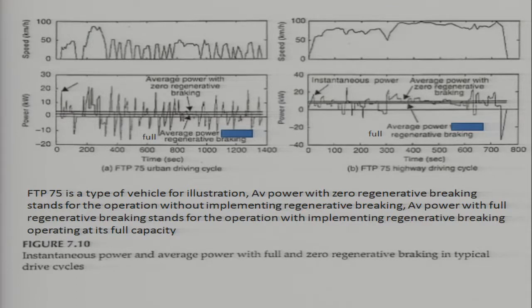Typical drive cycles, as we have seen earlier, are either the highway driving cycle or the urban driving cycle. In the highway driving cycle, the vehicle is moving with almost constant speed, and there are not many brakes applied. In urban driving cycles, because traffic density is high, you are frequently stopping, and the vehicle is decelerated to brake or to achieve the required speed. So all these things we call the urban driving cycle.